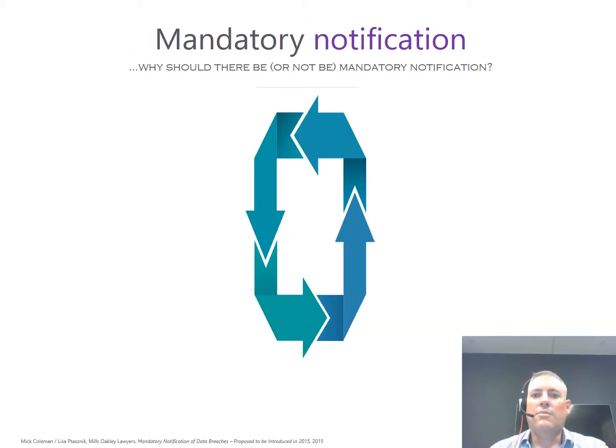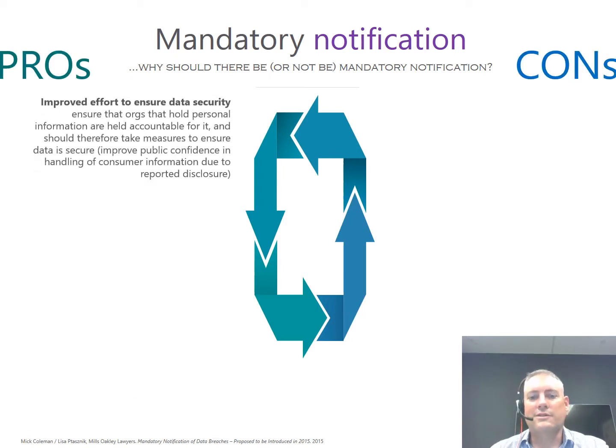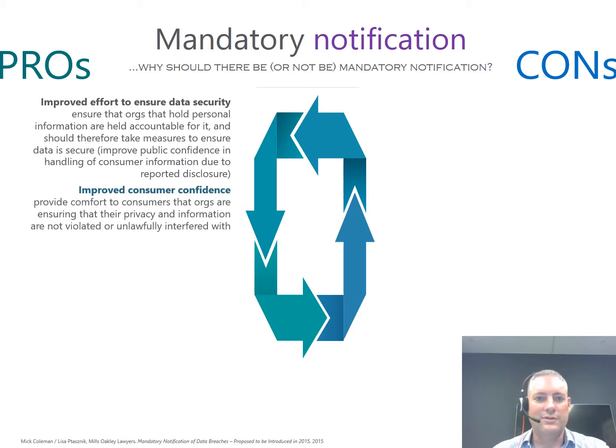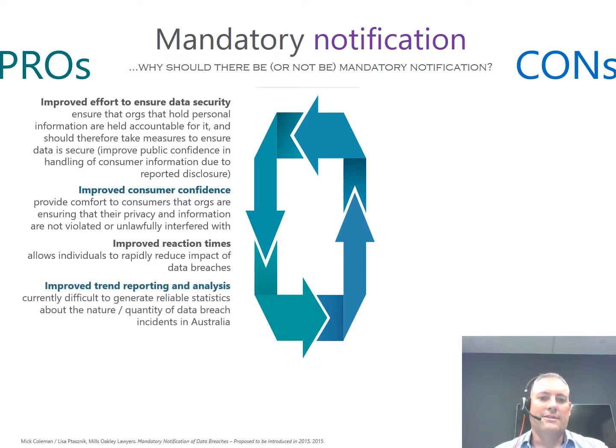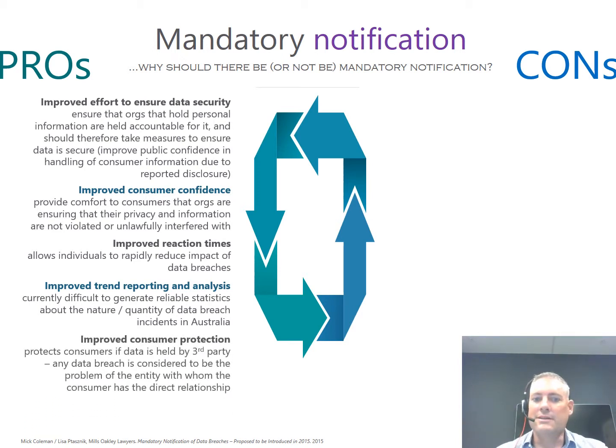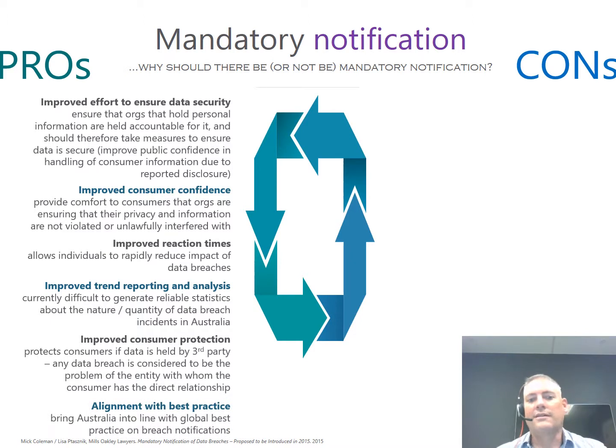So why should there be or not be mandatory notifications? Well, there are pros and cons to both sides. Essentially, in terms of pros, this ensures that there's an improved effort by organisations to make sure that an individual's data is secure. This provides improved consumer and customer confidence. It improves the reaction times of consumers in the event of a data breach. From an organisation and industry perspective, there's improved trend reporting and analysis functionality. There can be potentially improved consumer protection. And finally, it will bring Australia up into global best practice with regards to breach notifications.